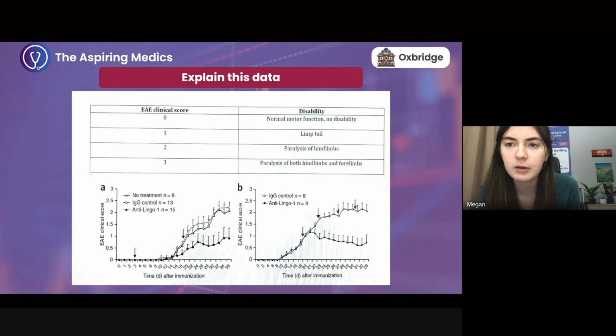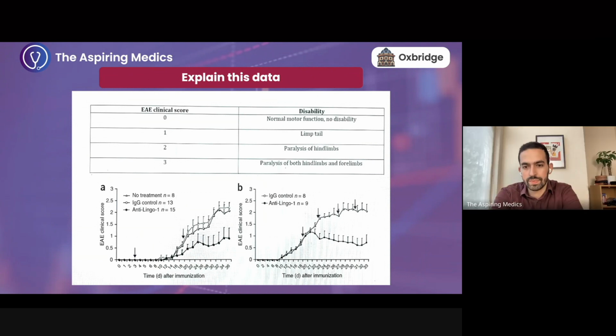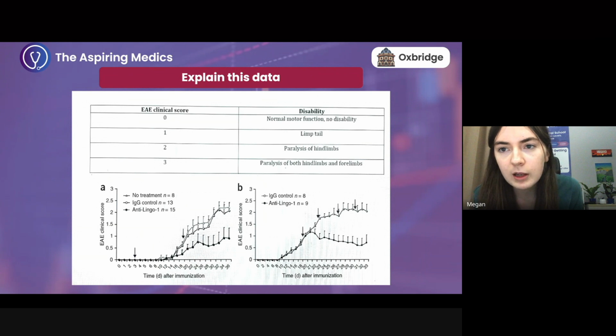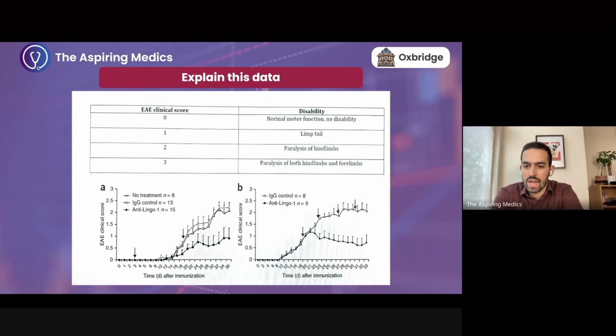I think that's what the N equals is potentially. Yes. So there's fewer in each of the groups in graph B. Good. Anything else we can see here?